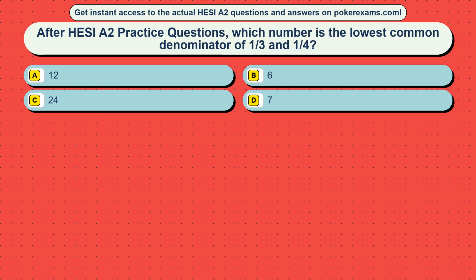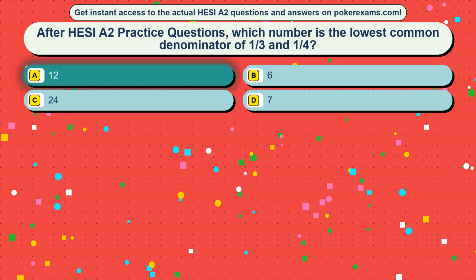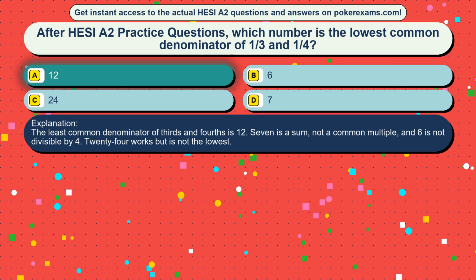Question 6. After HESI A2 Practice Questions, which number is the lowest common denominator of 1/3 and 1/4? Option A, 12. Option B, 6. Option C, 24. Option D, 7. The correct answer is option A, 12. The least common denominator of thirds and fourths is 12. 7 is a sum, not a common multiple, and 6 is not divisible by 4. 24 works but is not the lowest.